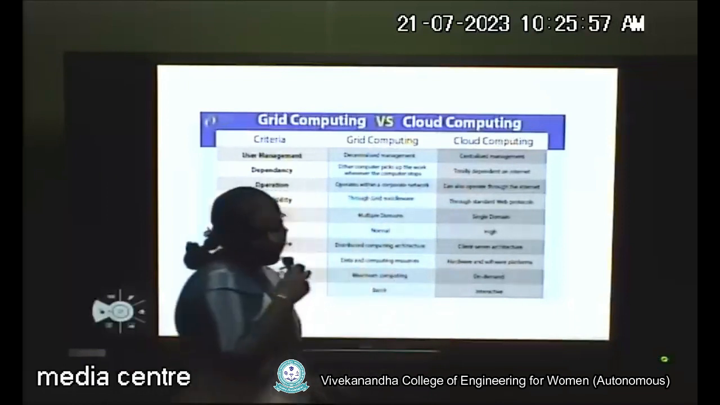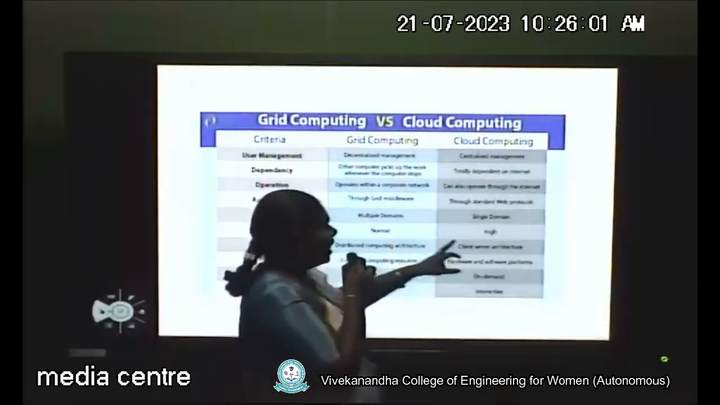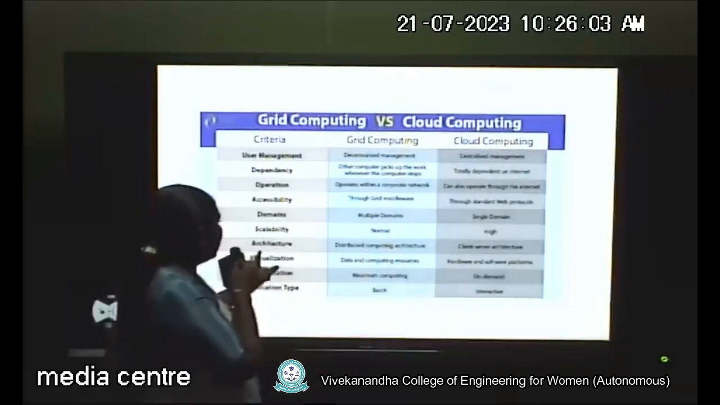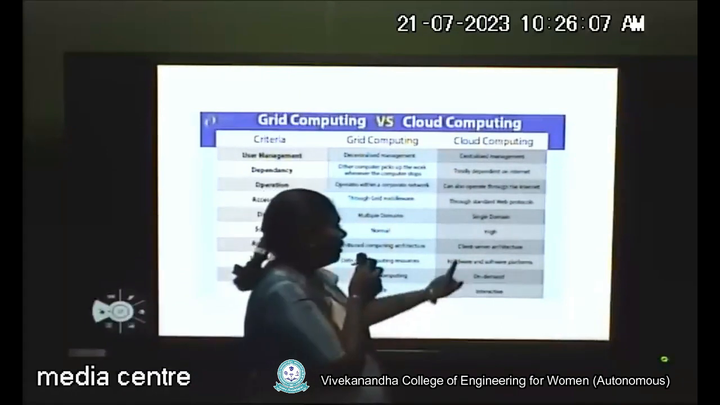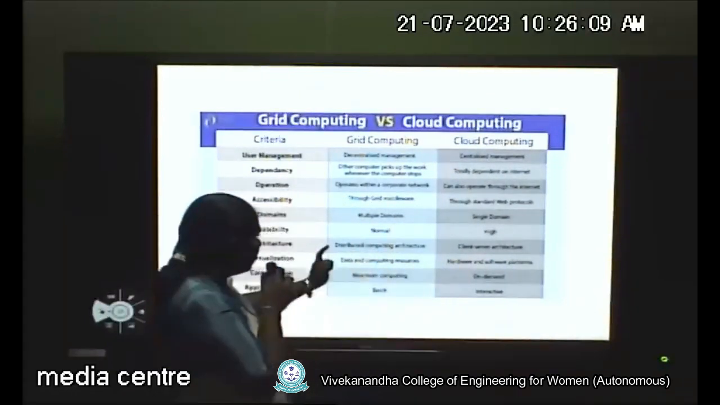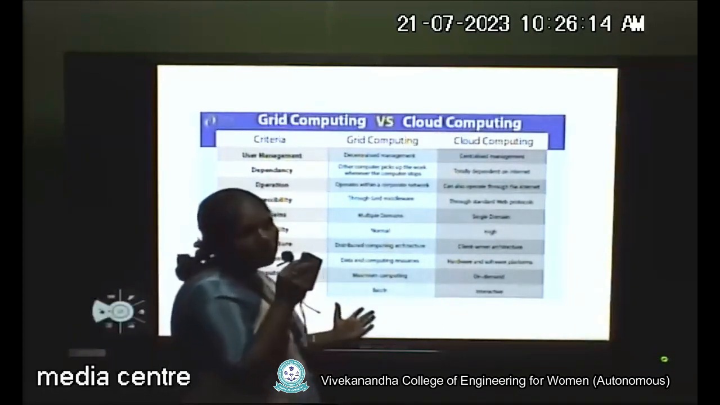Then scalability: it is normal in grid and high in cloud. Then architecture: grid is a distributed computing architecture, and cloud is a client server architecture. Distributed computing means a peer-to-peer network, so without a third party.